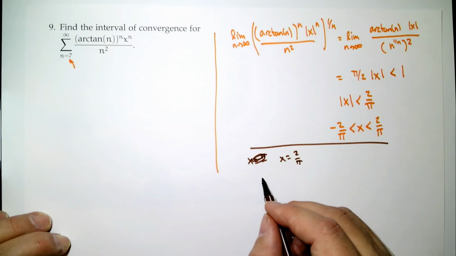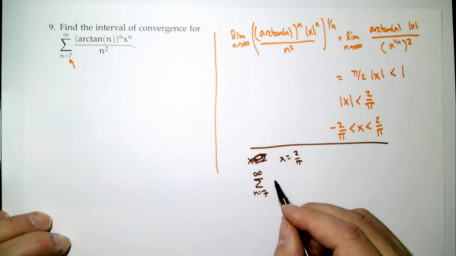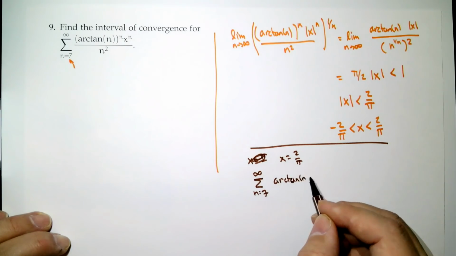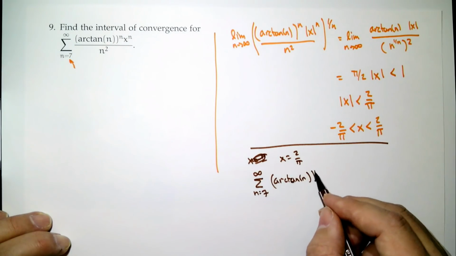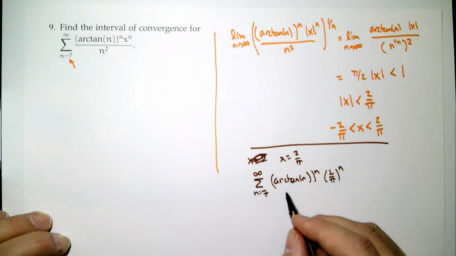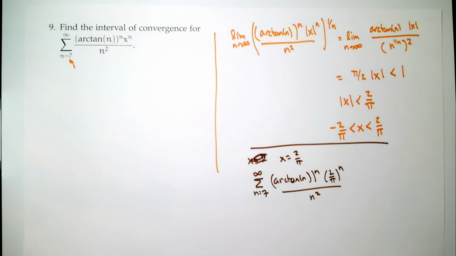So I'm looking at the summation from n equals 7 to infinity of arctangent of n to the nth power, 2 over pi to the nth power, divided by n squared. And I'm asking the question, does this converge or diverge?